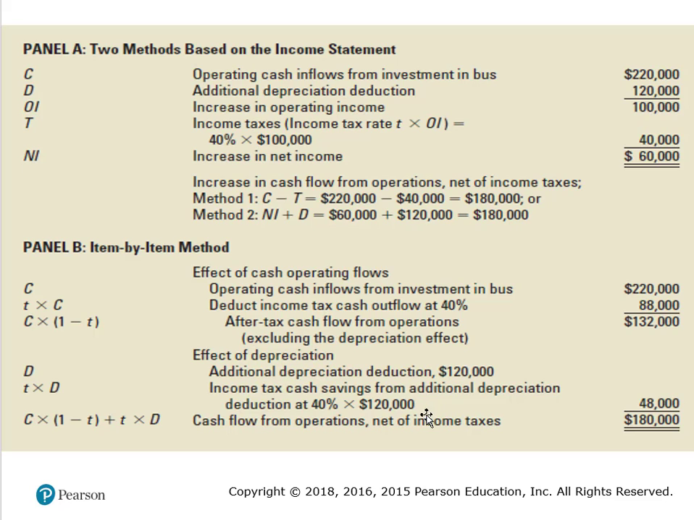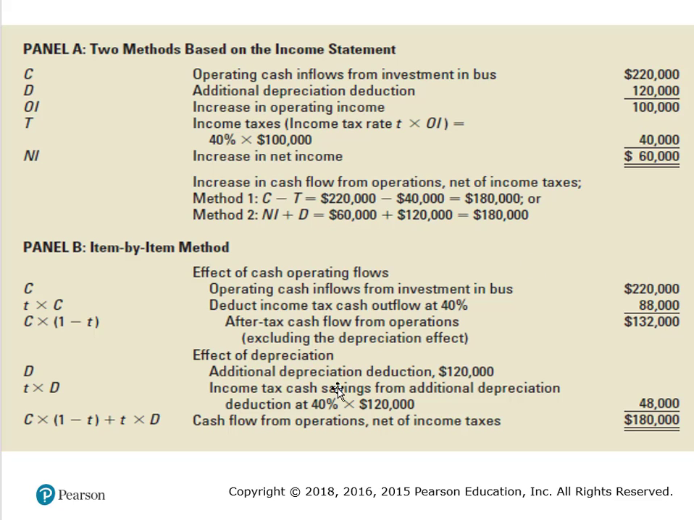Okay, here's another way of looking at it. This is called the item by item method, and we take the effect of the operating cash flows. The operating cash inflows from the investment are 220, and then we're going to deduct the income tax cash flow at 40%. So we'll take 40% of 220, which gives us 88,000. The after-tax cash flow from operations is 132.